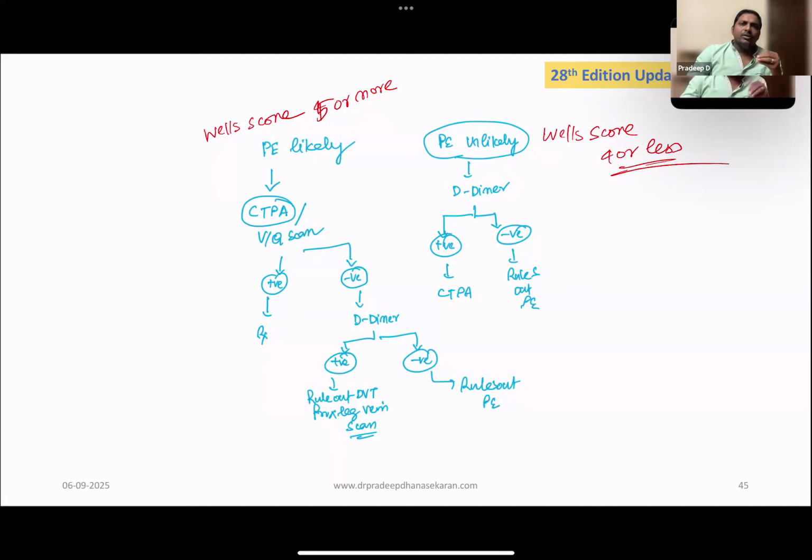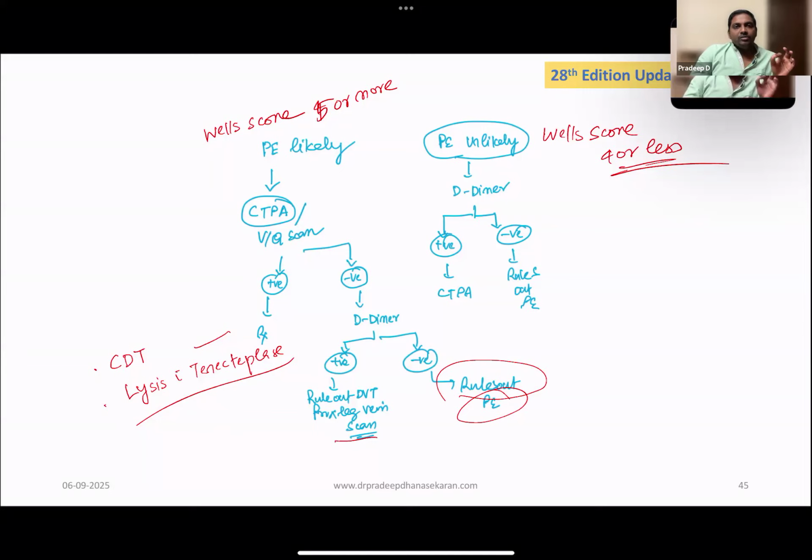If it is positive, you treat the patient for pulmonary embolism, either by catheter directed thrombolysis or lysis with tenecteplase or alteplase. If it is negative, we subject the patient to a D-dimer assay. If the D-dimer is positive, that means there is some embolism, but not in the lungs. So where could it be? In the deep veins of the leg. So you subject the patient to a proximal leg vein scan.